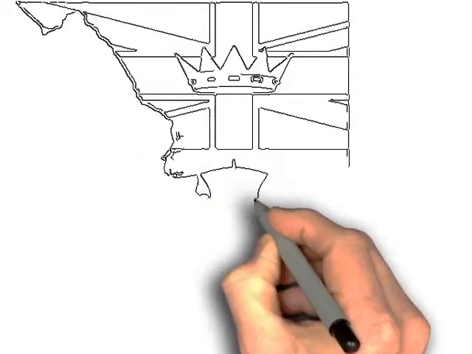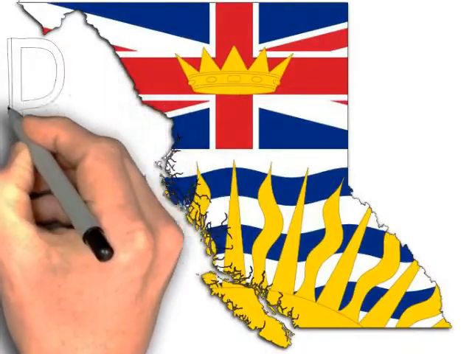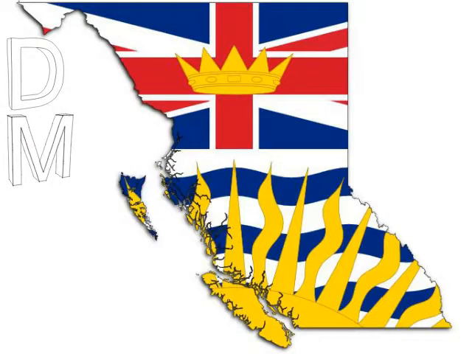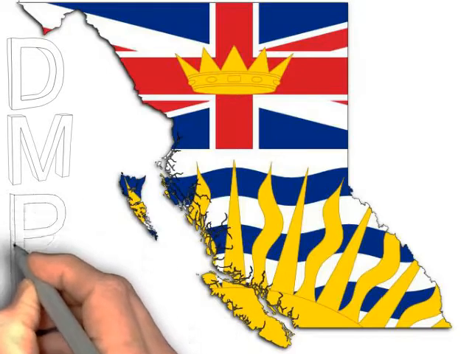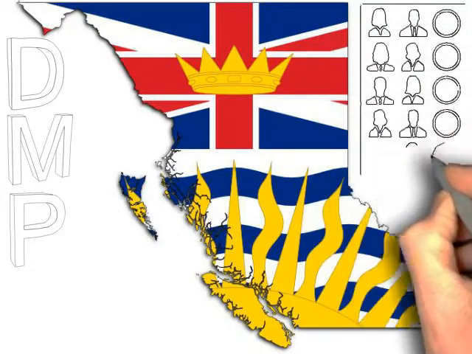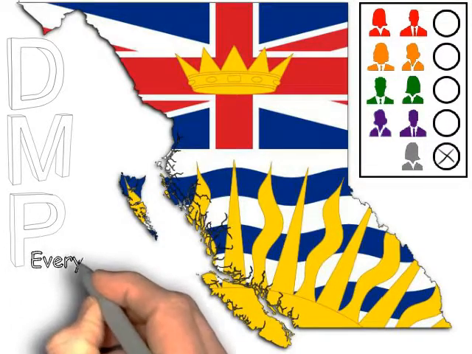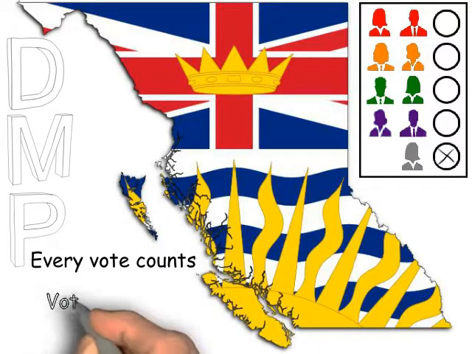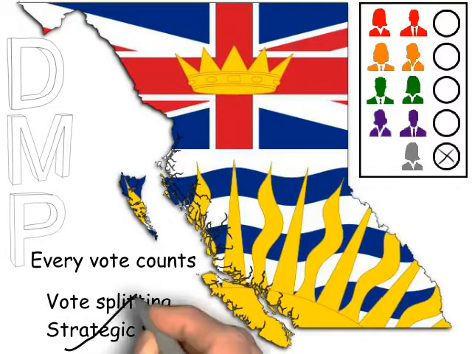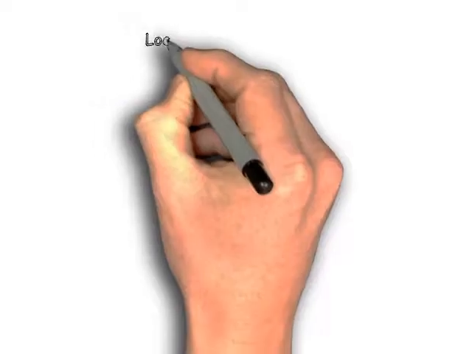Let's explore the kind of results we might expect to see with a dual-member proportional voting system. This simulation is based on the results of the 2017 election. Now, keep in mind that when you change the voting system, you change the incentives that affect the kind of decisions that voters might make. For instance, we know that when every vote counts, voters won't have to worry about splitting the vote or casting a strategic vote. Thus, we should expect that the support for different parties might change.